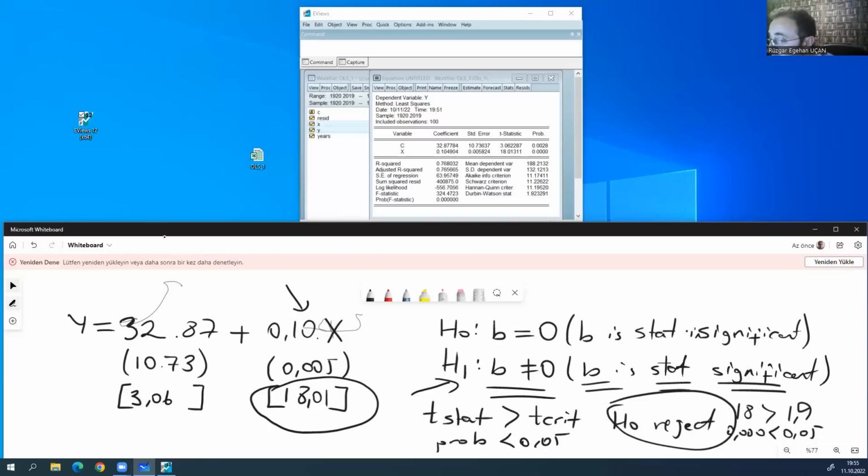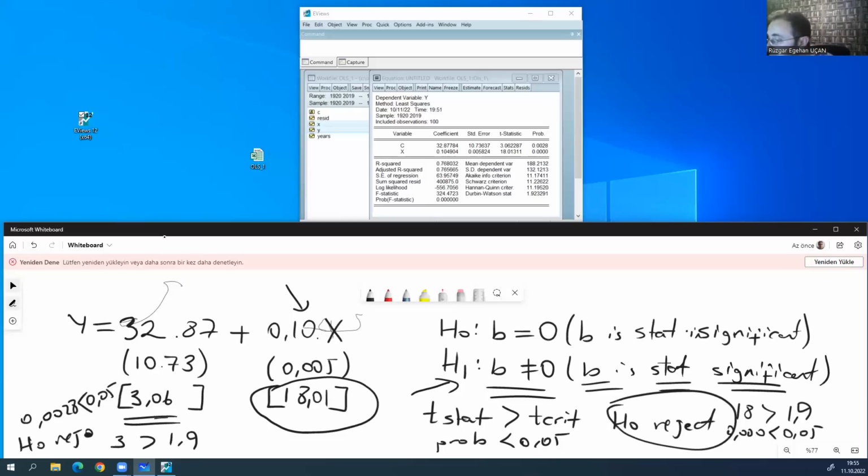Again, for the coefficient of the constant, our t-stat value is bigger than 1.9, and our probability value for C is 0.0028, again smaller than 0.05. So again we reject the null hypothesis. Finally, this one is also statistically significant. So we can use this ordinary least squares equation.